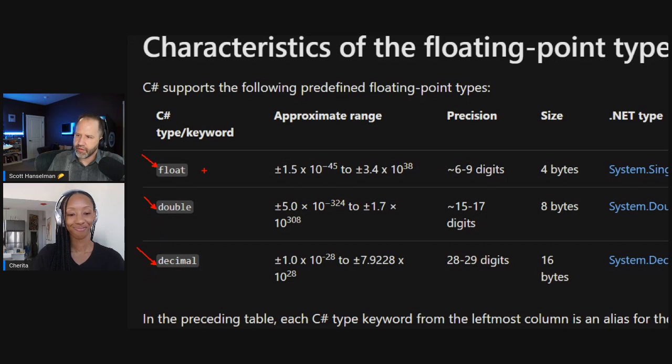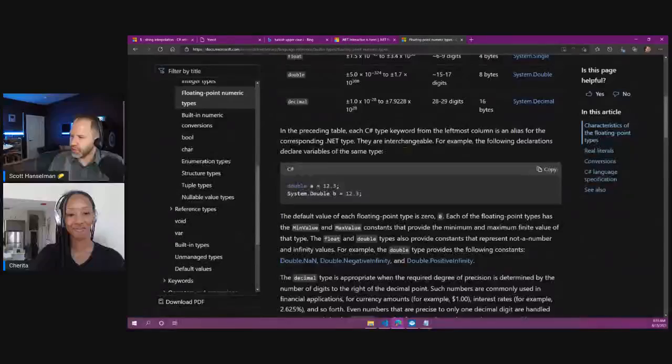Like if you have a float or a double or a decimal, it takes up more and more size: 4 bytes, 8 bytes, 16 bytes. You probably don't want to put someone's age in a decimal because no one's age is 28 digits long, right? And we're talking about huge, huge numbers.